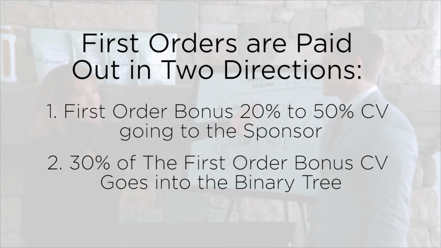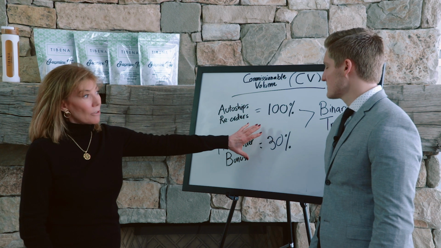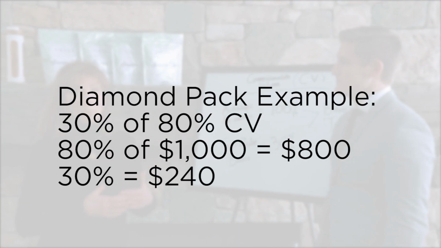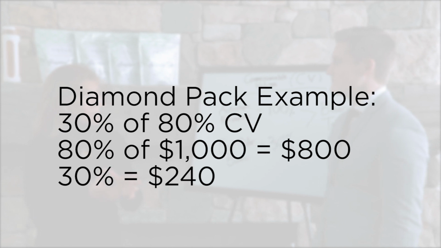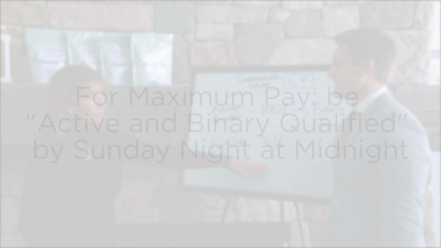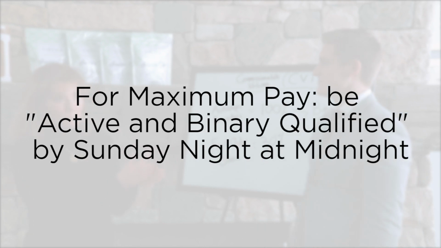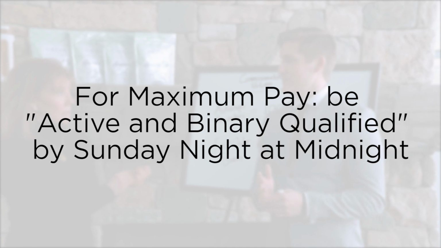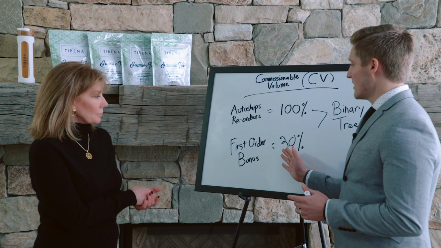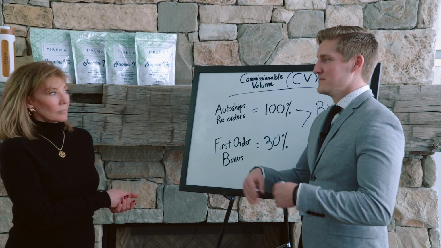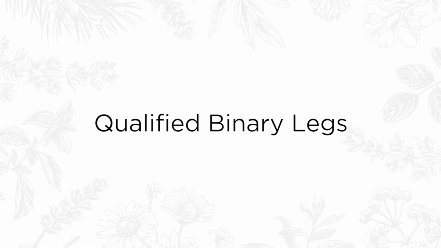This is another reason that you want to be ABQ, or binary qualified. Let's say, for example, that you are sponsoring someone on a diamond pack. You're going to make your FOB, your first order bonus, but also $240 is going to go into the binary tree, and you want to get paid on that. And that's paid out, it stops on Sunday night, midnight Mountain Time. So being active and binary qualified by Sunday is huge, because first order bonuses go 2 ways, meaning every first order bonus in the company is also feeding residuals.